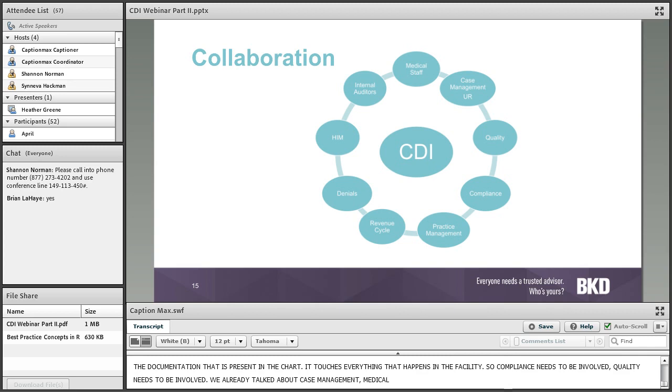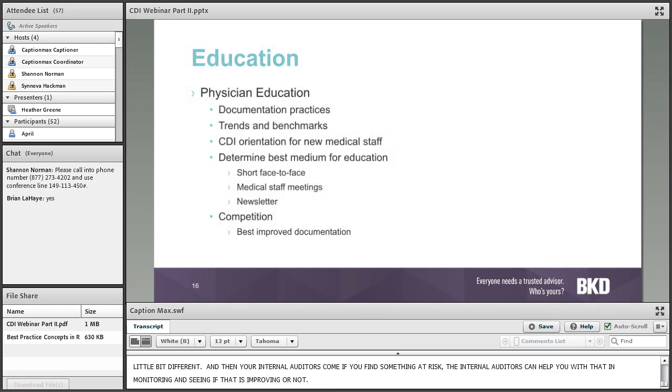CDI, where they're working with the documentation that is present in the chart, touches everything that happens in the facility. So compliance needs to be involved. Quality needs to be involved. We've already talked about case management, your medical staff, HIM, your denials. The Rev Cycle folks, they need to know what's happening in CDI and things that are changing, especially if something's getting ready to change. Let your Rev Cycle folks know so that they can expect it to be a little bit different. And then your internal auditors, if you find something that's at risk, get your internal auditors to help you with that and monitoring and seeing if that's improving or not. It's extremely helpful and very important for collaboration to be happening.